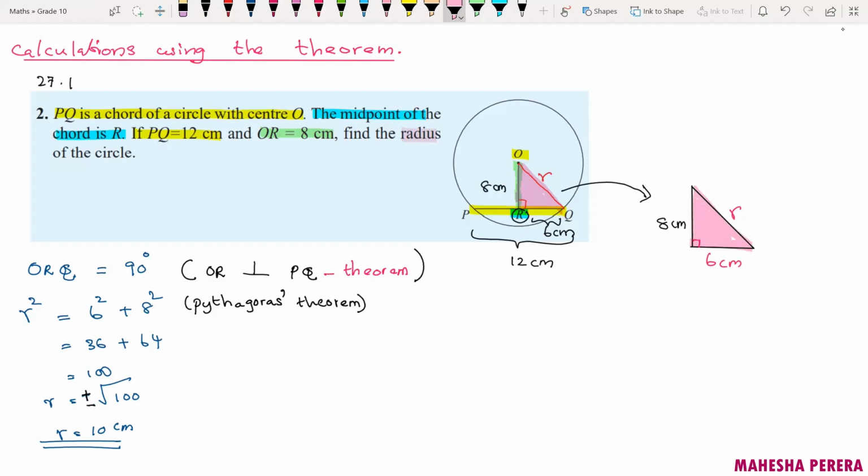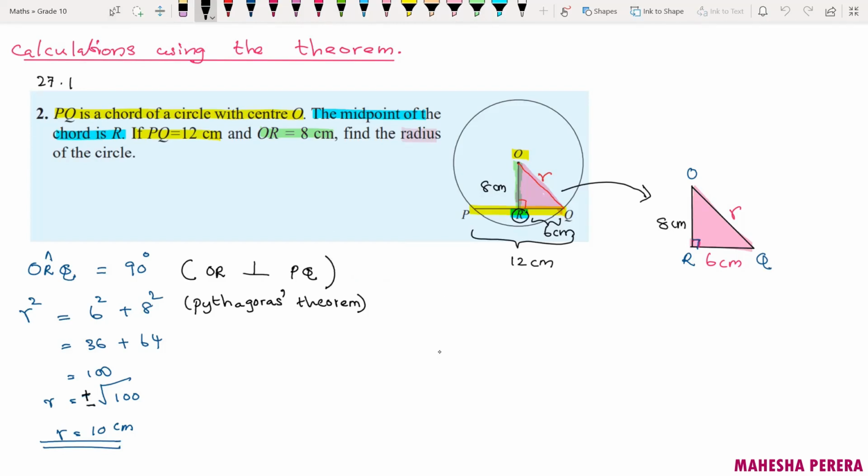Now look at the steps that I have written. You can say, using the theorem, angle ORQ, this angle, where this is O, this is R, and this is Q, is 90 degrees. Within brackets, you can mention because OR is perpendicular to PQ. It's the theorem, so no need to say theorem here. You can just write this part. And then we can apply the Pythagoras theorem.